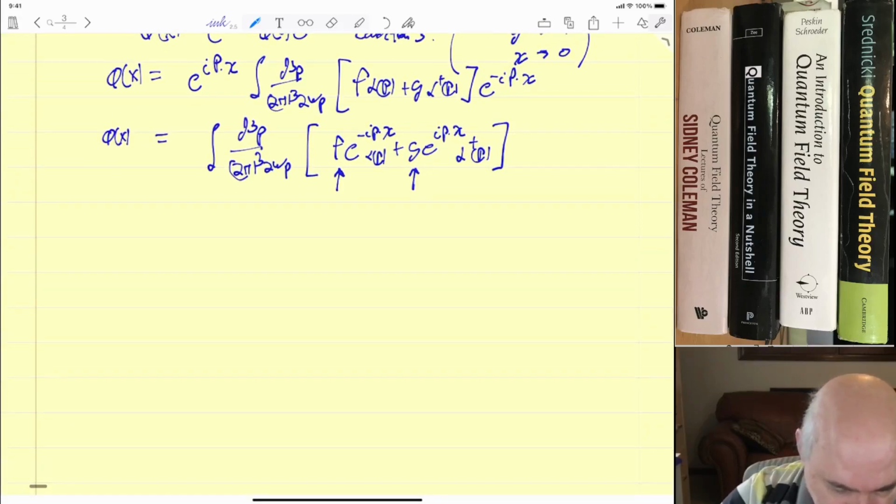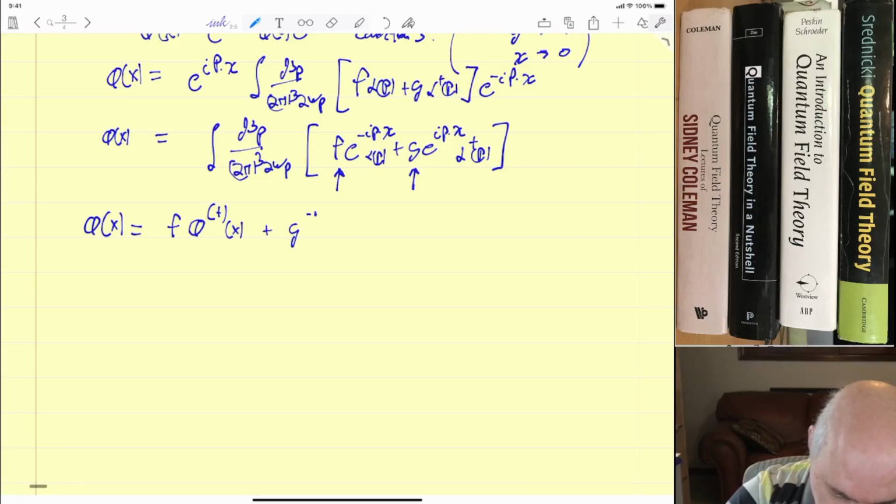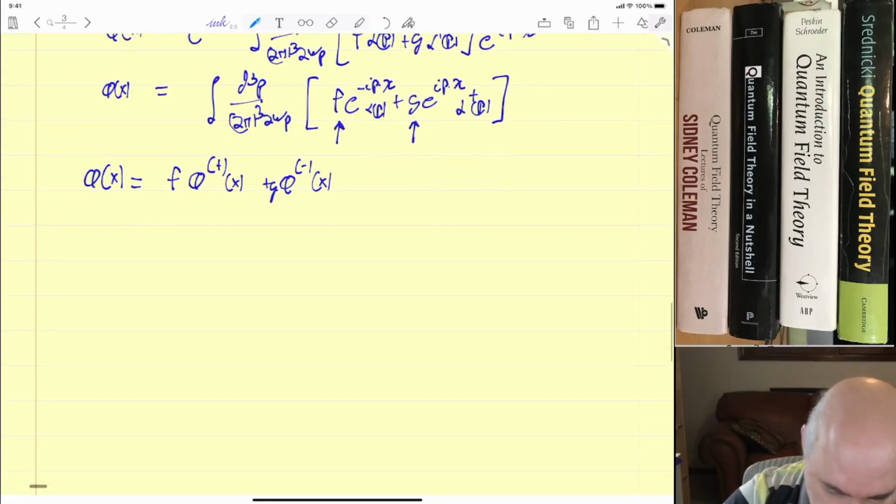So we've used conditions 3 to 5, and we've established this. Now I just want to rewrite this to show you how it's usually written. We'll write this as f phi plus x plus g phi minus. You might think the order of this is backward, that this is like a e to the minus I p dot x, and we have a phi plus here, but this is the standard association in quantum field theory.